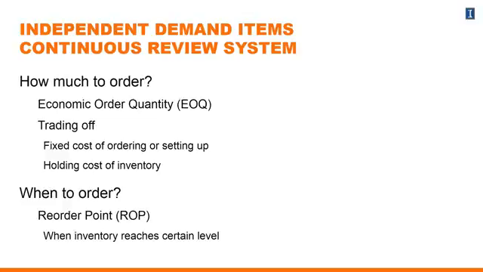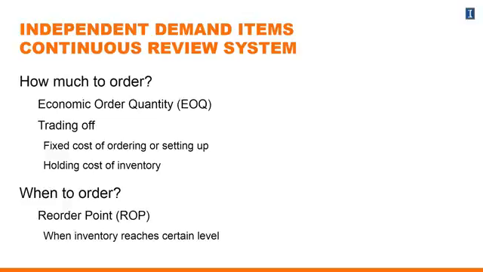And when you think about the economic order quantity model, what you'll see is that it's trying to trade off these two different costs, right? And we'll see how it's trying to trade off these two different costs. Now, we are also going to talk about when to order, and we'll talk about that in a different lesson. In this lesson, we're going to focus on how much to order.